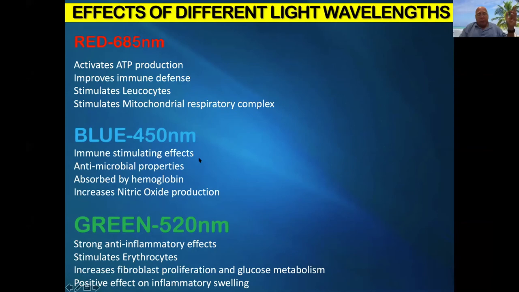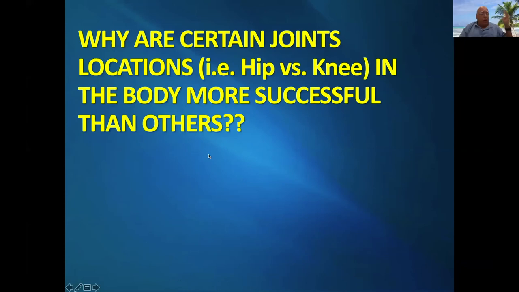Now, why are certain joints more successful than others? I always said to myself, you know, the hips seem to be the one joint that doesn't do as well as the knees and the ankles.